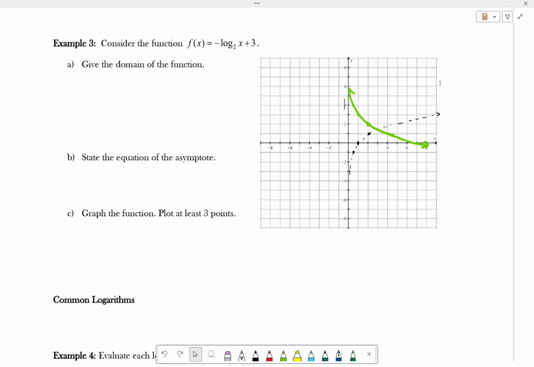Let's just find some values. Plug in 2. What is log base 2 of 2? That's why the point is 2, 1 there. Anytime the base matches the input, the log is 1. And log base 2 of 1 is 0. That's why.